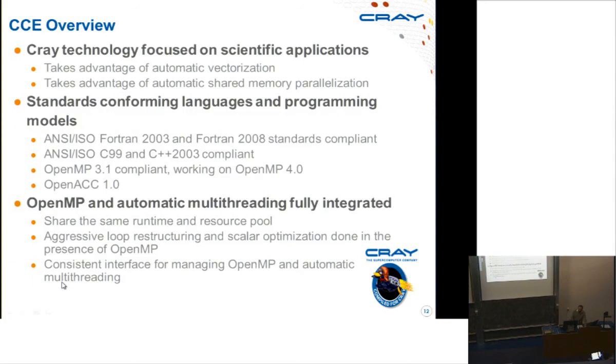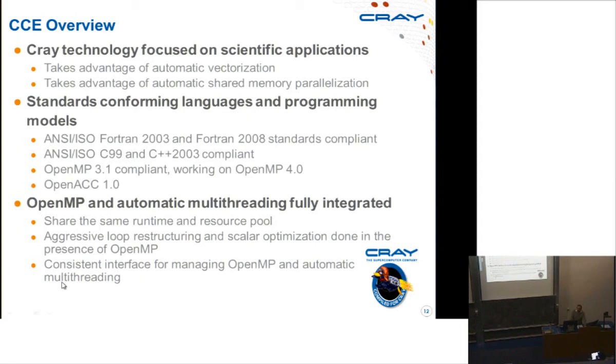So CCE, what's that? If you're looking to move from PGI, what can CCE offer you? Or what does it offer you if you're already a CCE user on the Ivybridge system? It's really one of the few compilers that focuses entirely on HPC. HPC is our major area of research. So we do a lot of vectorization automatically, and we also attempt to do things like shared memory parallelization automatically. We're also very proud of our standards conformance.